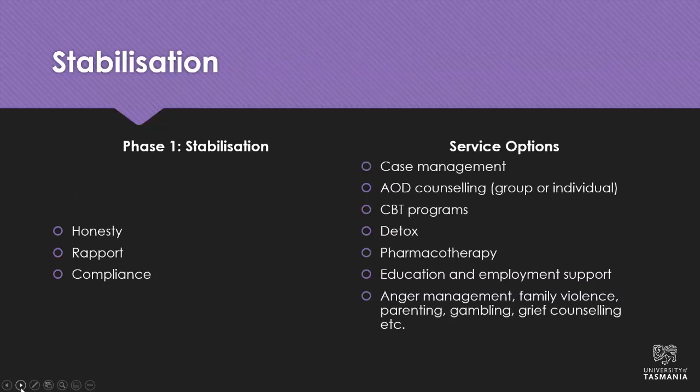The way that the CMD works is it works through 3 phases. The first phase is stabilization, and what that requires is honesty from the offender, honesty from the magistrate, honesty from the community corrections workers, the case managers, and any other individuals who are, for instance, working with the offender or are the offender's family and friends as well.